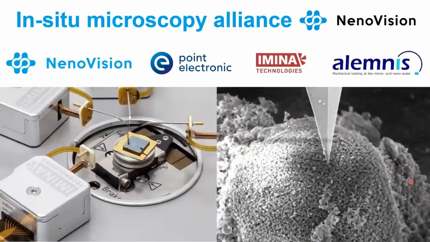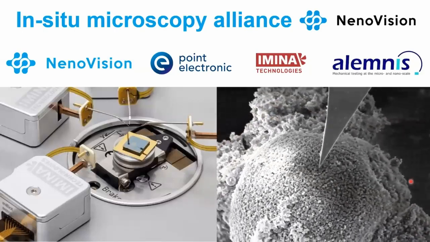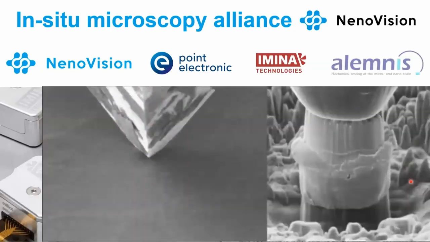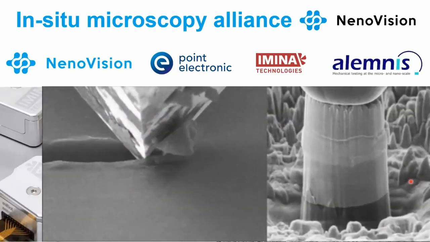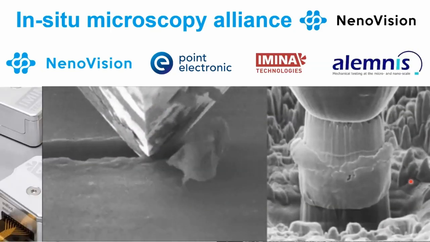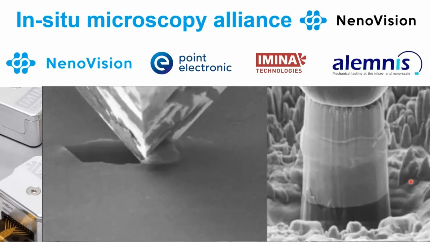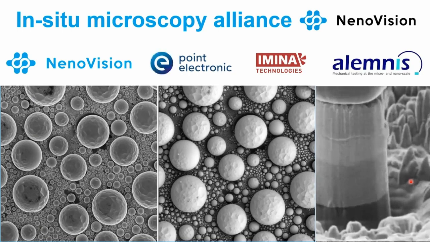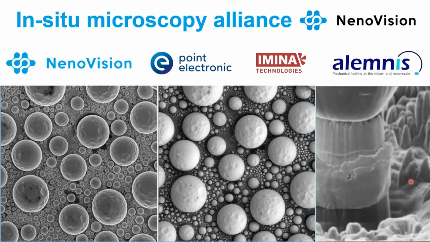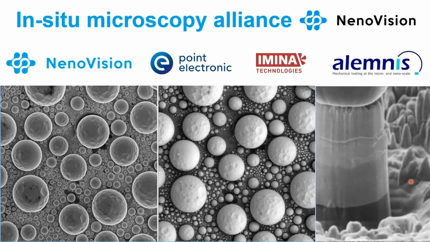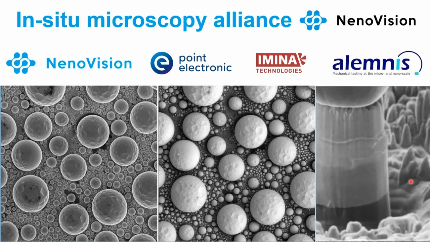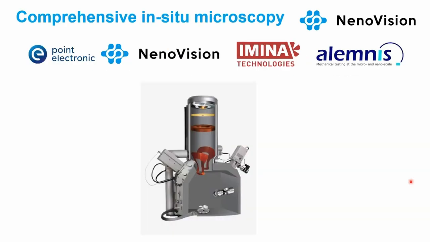They are doing a fantastic nanoprobing system so you can measure different electrical properties. In the group, there's a company, Alemnis, producing fantastic nanoindenters where you can perform various mechanical testing inside the SEM. And the fourth partner is Point Electronic, focusing on signal acquisition and data processing in electron microscopy.